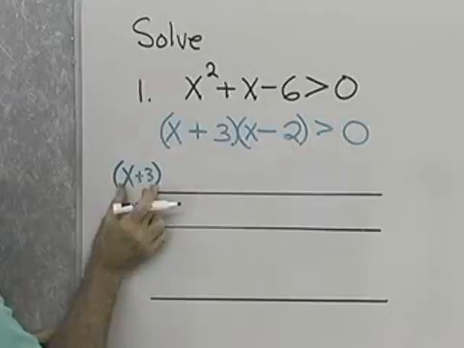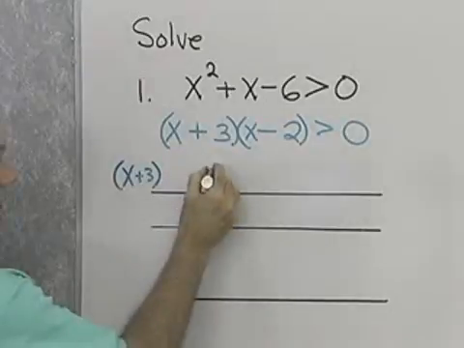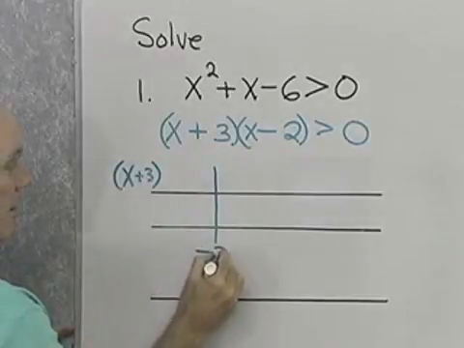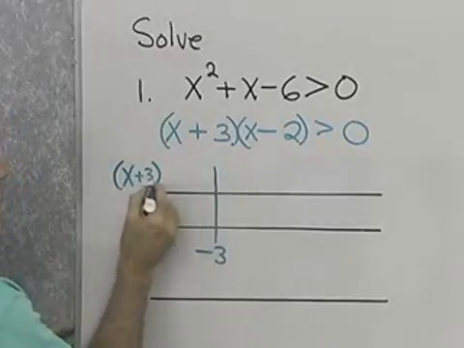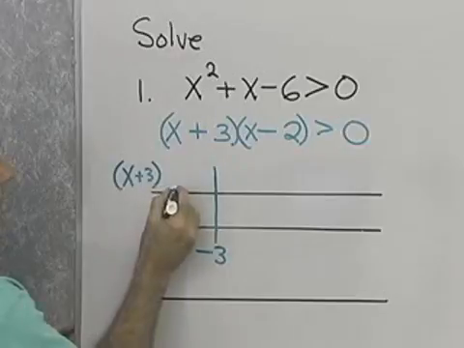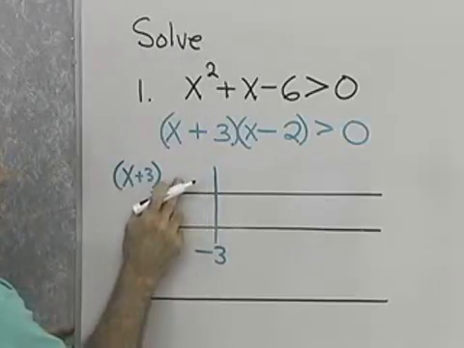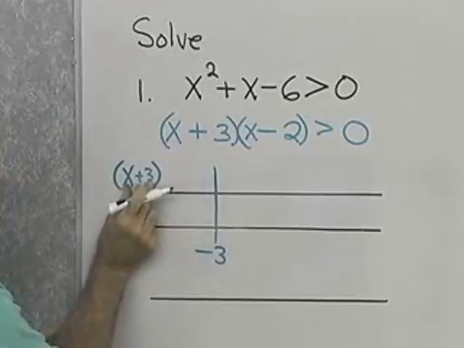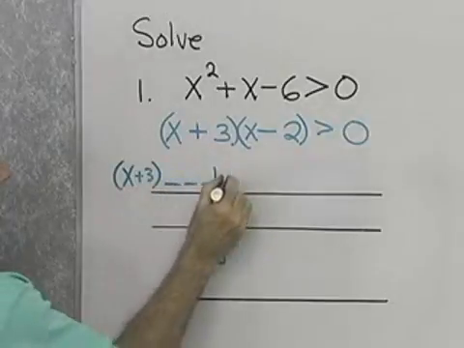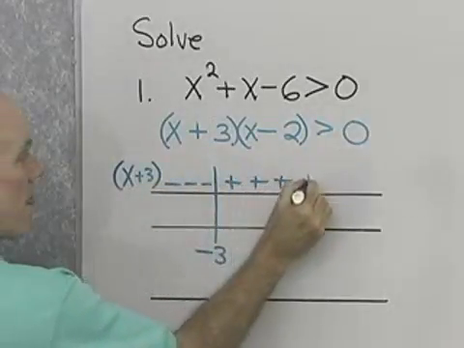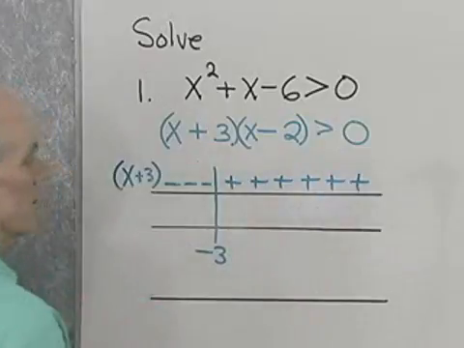Well, x plus 3 will be 0 when x is negative 3. So I'm just going to say, here's negative 3. That's where x plus 3 is 0. For numbers down below this, like for instance negative 10, negative 10 plus 3 is negative 7. I have negative numbers. Up above that, I have positive numbers.